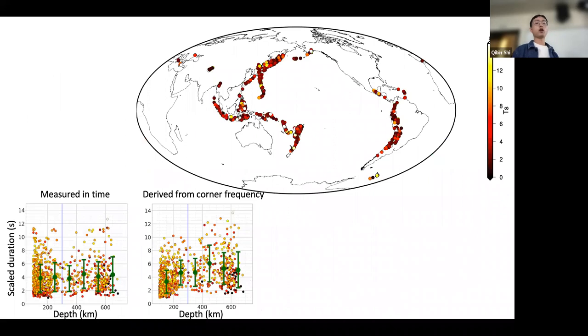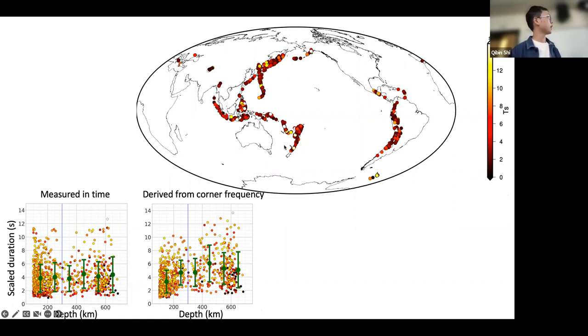And we also calculate, because we have already measured the duration of the denoised waveform, we can scale it to a certain magnitude to compare the scaled source duration for the global earthquakes that we have denoised. Here, the two figures on the bottom show the measurement of the scaled duration directly from time and the measurement of the scaled duration from the corner frequency. They are actually different. Theoretically, they should be similar, but what we got is very different.